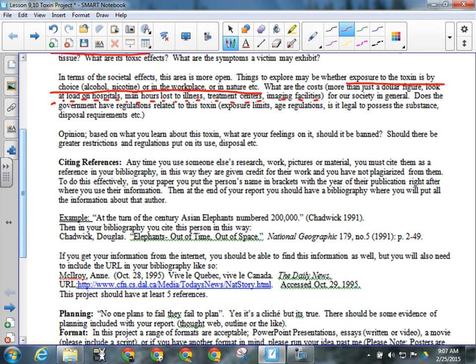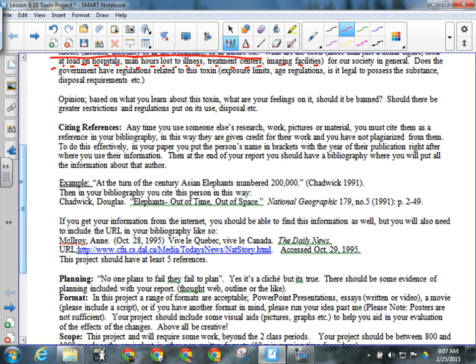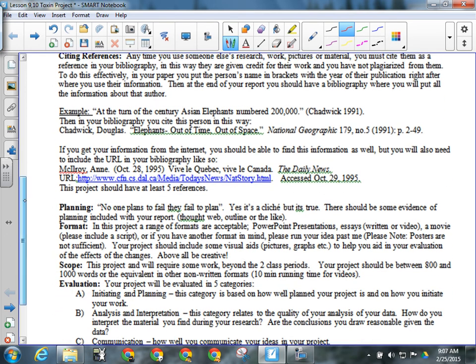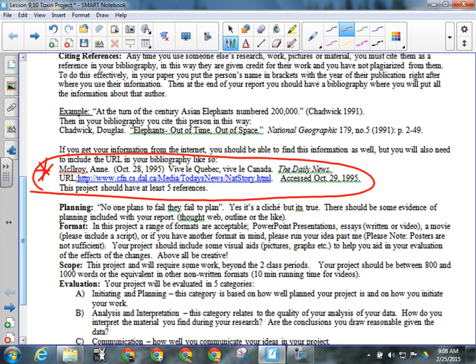Whenever you use somebody else's information, you have to give them credit for it. And there is a certain format for you to do that. Most of you are probably going to use the internet to get your information. So when you're citing someone's article from a website, you need to do it in this way. You have this on your sheet. Circle it. Your references need to look like this.